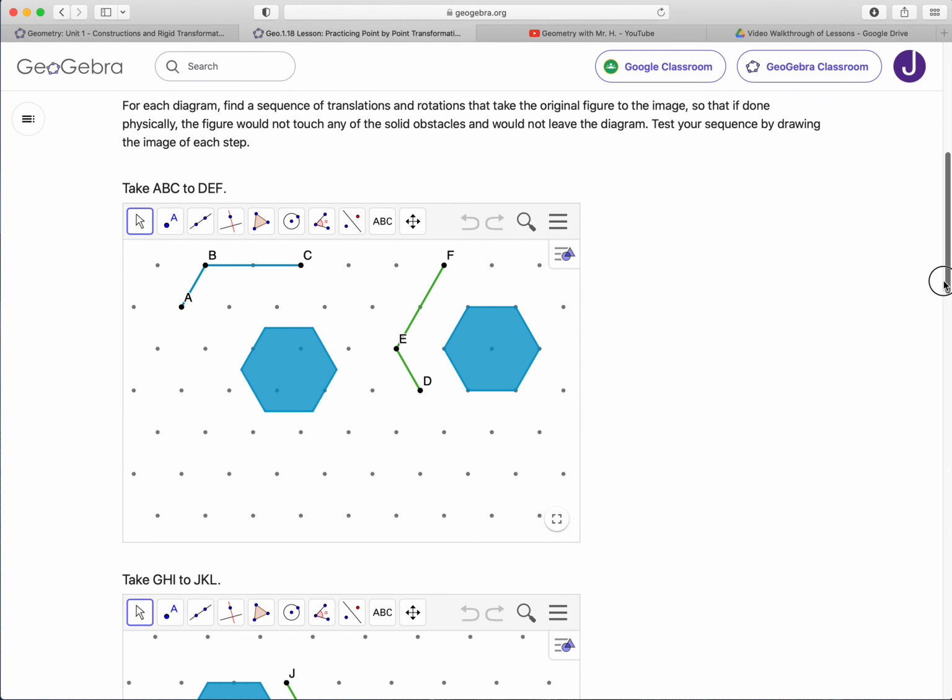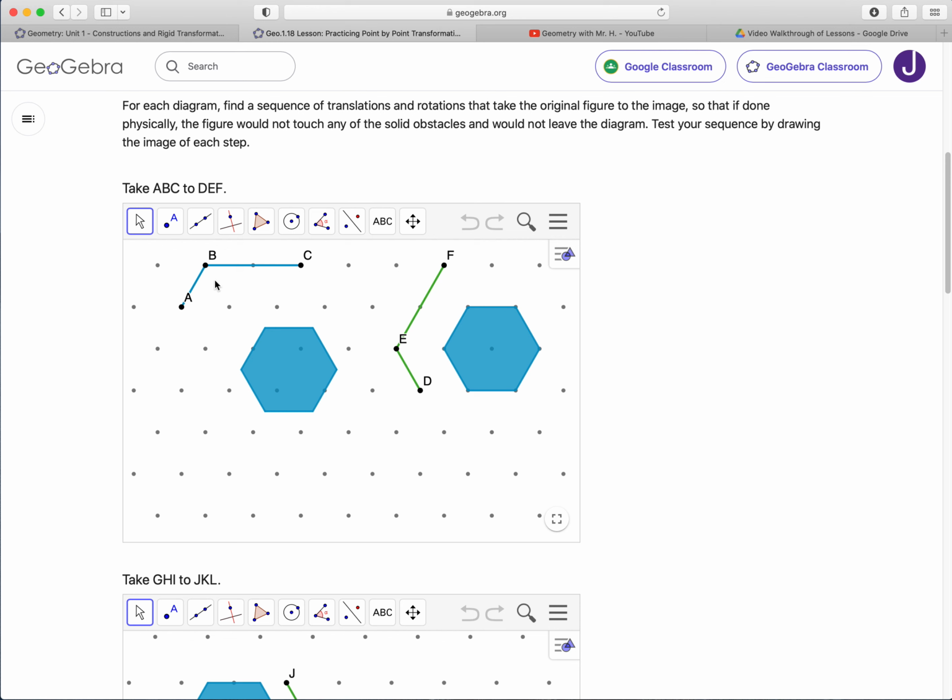Okay, for each diagram, find a sequence of translations and rotations that take the original figure to the image, so that if done physically, the figure would not touch any of the solid obstacles and would not leave the diagram. So you got to try and get A, B, C to land on D, E, F, and you're not allowed to go outside of the picture here, okay? And you're not allowed to touch this hexagon by moving through it.